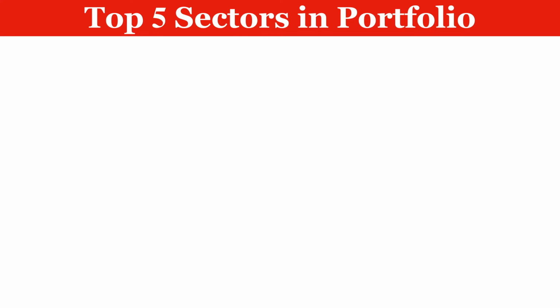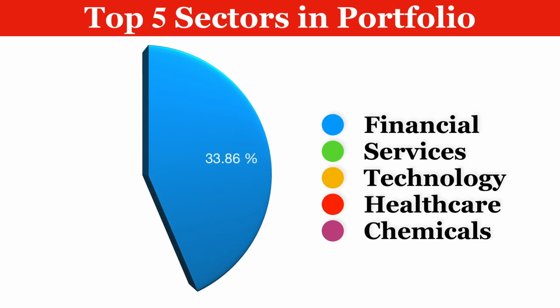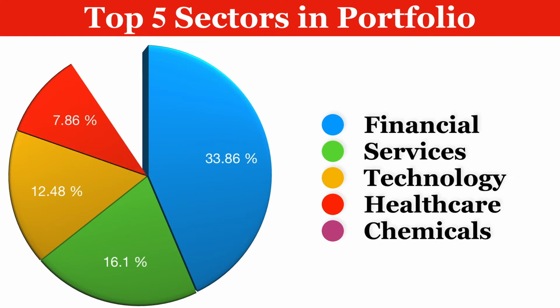In this section of this video, we will see the top 5 sectors in this long-term equity portfolio. Nearly 33.86% has been allocated in the financial sector. 16.1% has been allocated for services. Technology has got the allocation of 12.48%, whereas healthcare has got the allocation of 7.86%. The remaining 7.31% has been allocated for buying the stocks which are under chemical category.